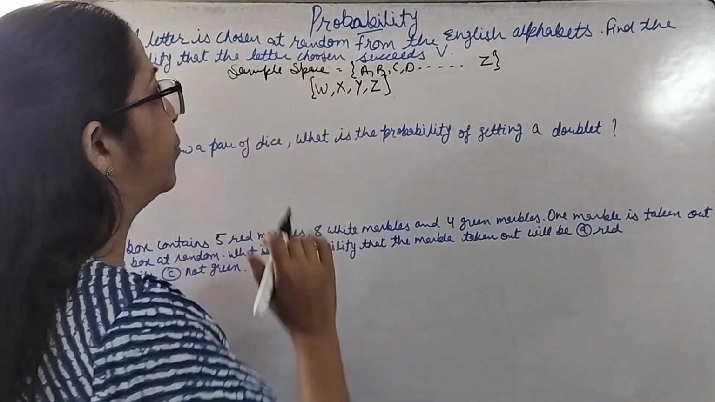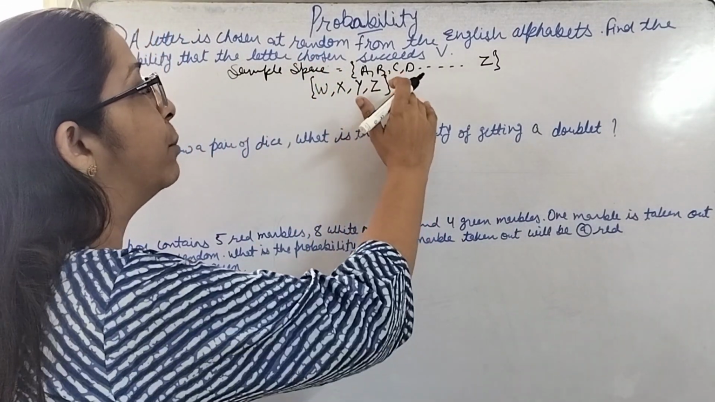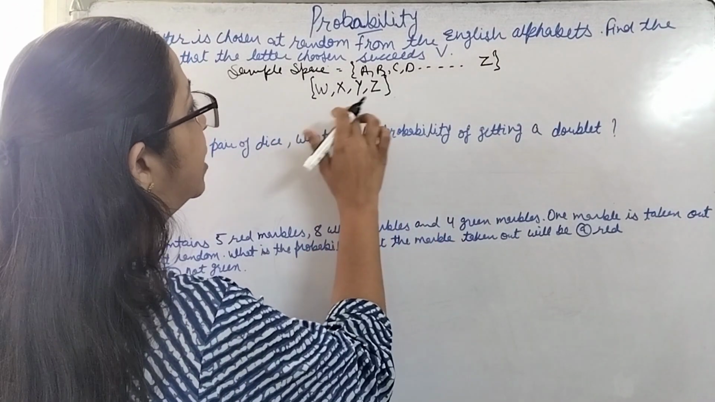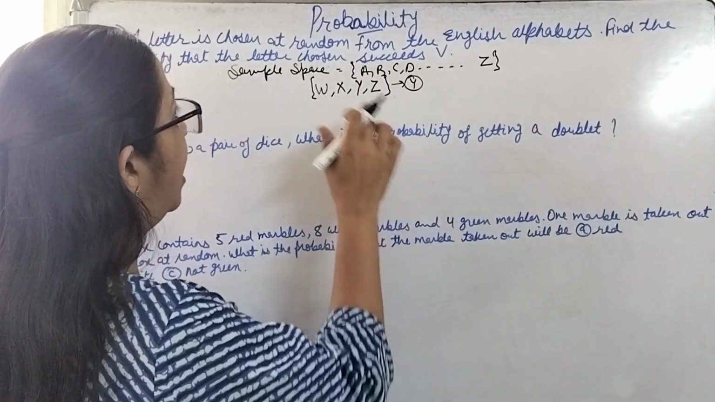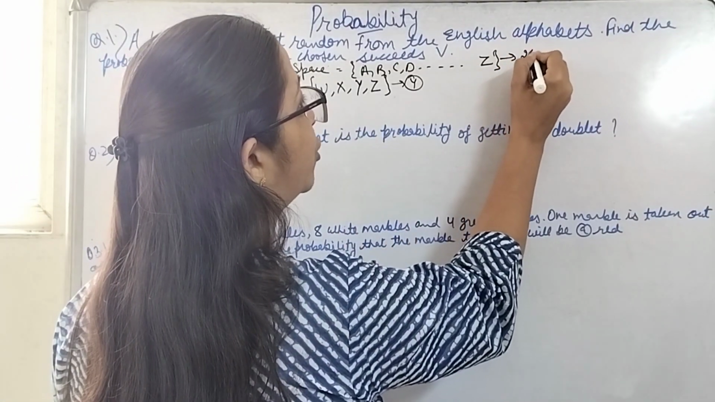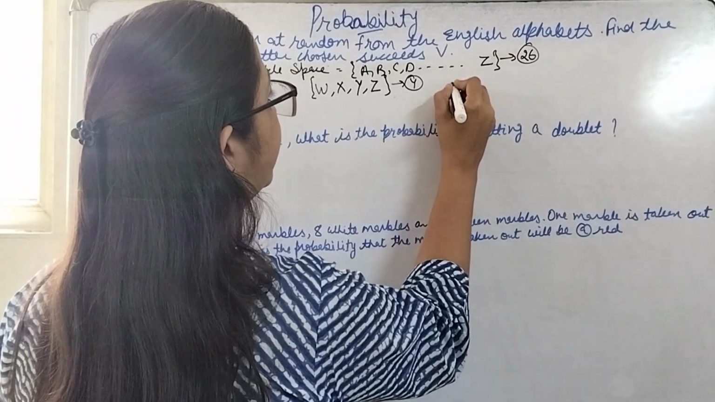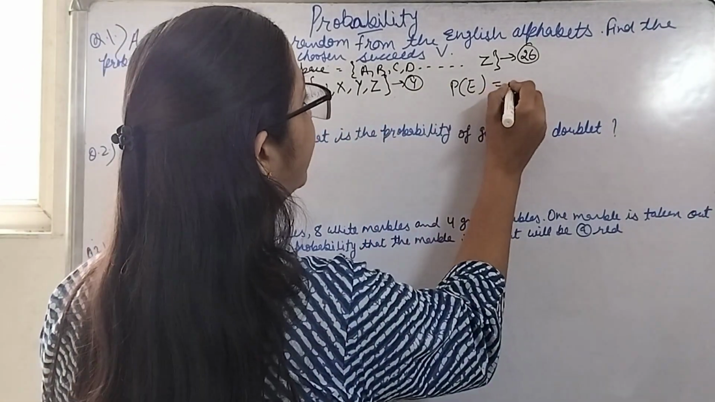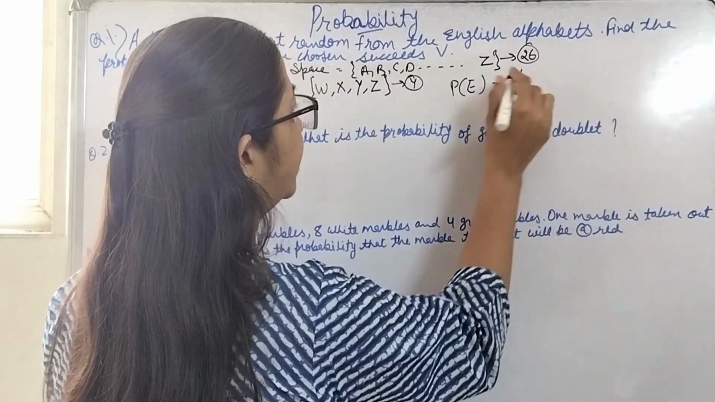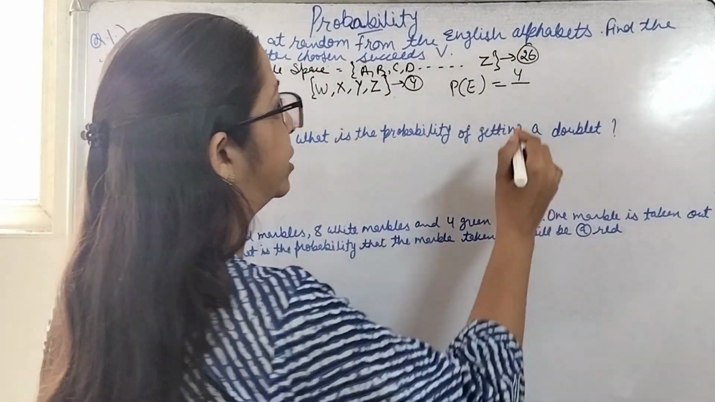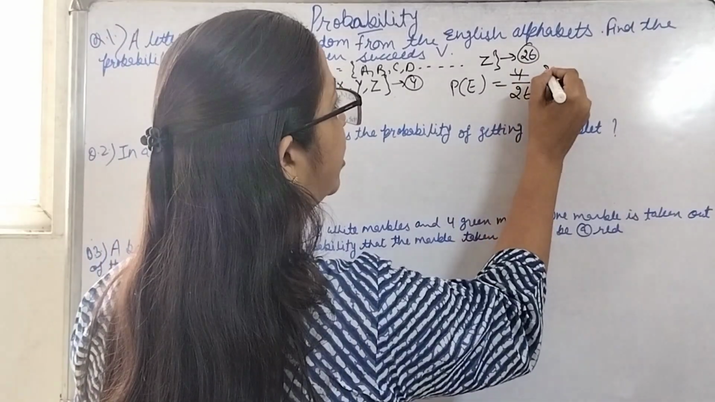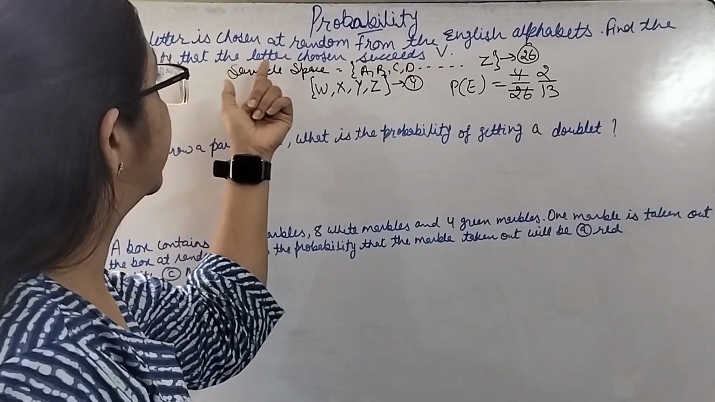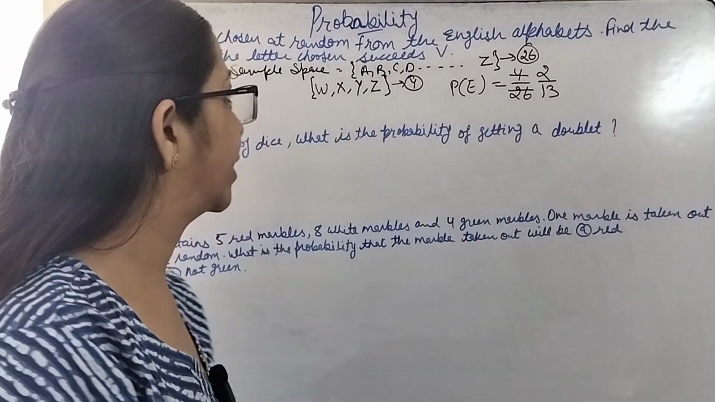We know that the probability of any event is the total number of favorable outcomes upon the total number of possible outcomes. Over here, the total number of favorable outcomes is 4 and the total number of possible outcomes is 26. So the probability of the event will be 4 divided by 26, so it will be 2 upon 13. 2 upon 13 will be the probability of choosing a letter which succeeds V.